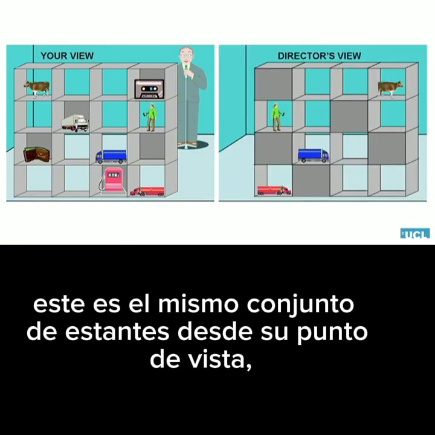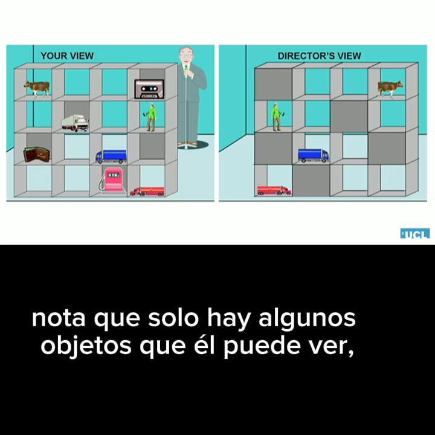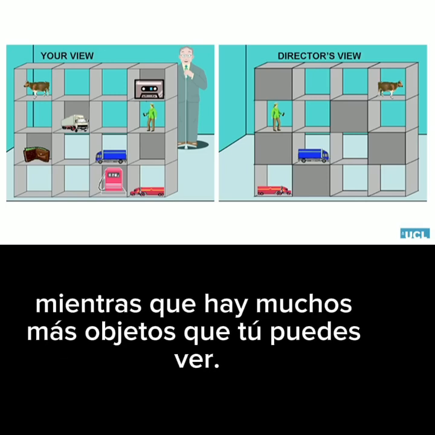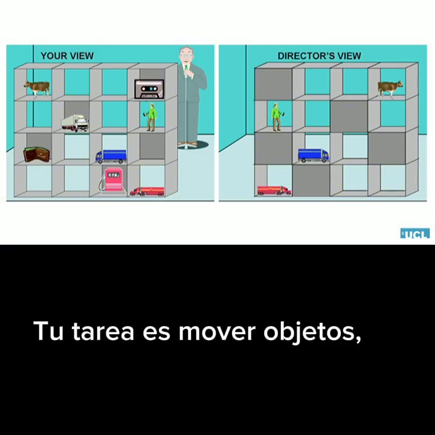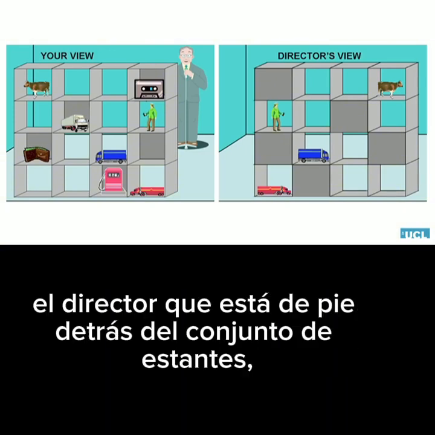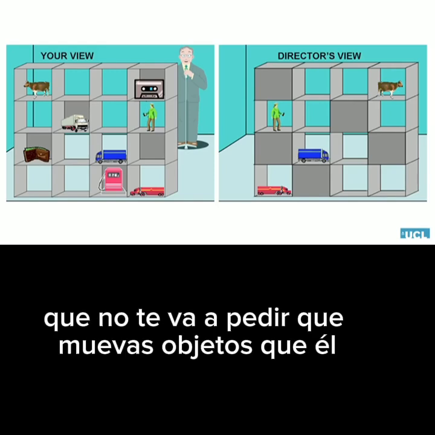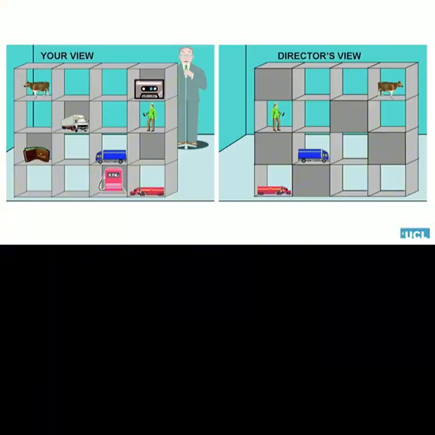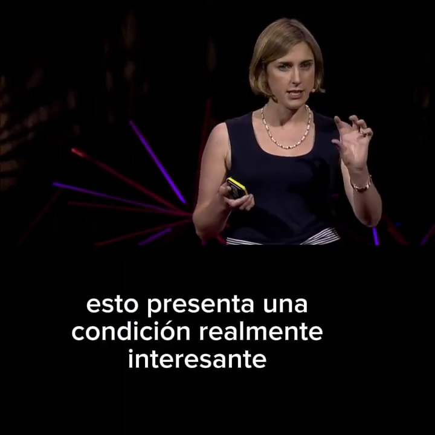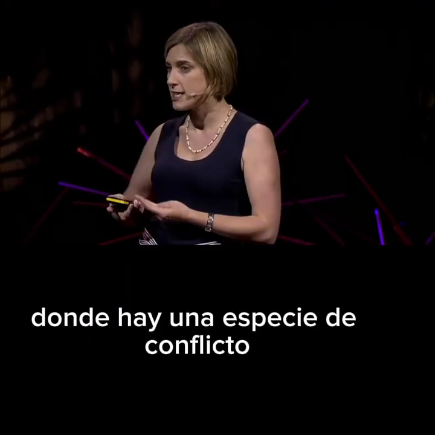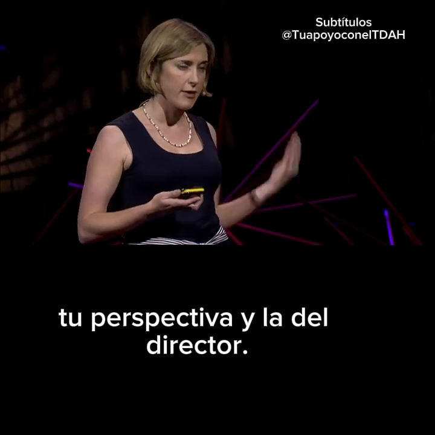This is the same set of shelves from his point of view. Notice that there are only some objects that he can see, whereas there are many more objects that you can see. Now, your task is to move objects around. The director, standing behind the set of shelves, is going to direct you to move objects around. But remember, he's not going to ask you to move objects that he can't see. This introduces a really interesting condition whereby there's a kind of conflict between your perspective and the director's perspective.